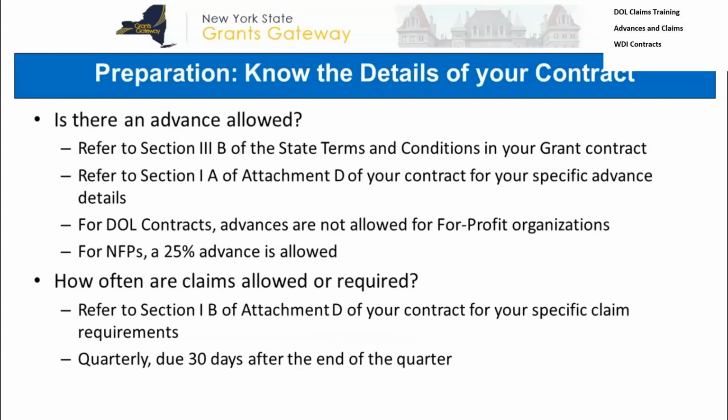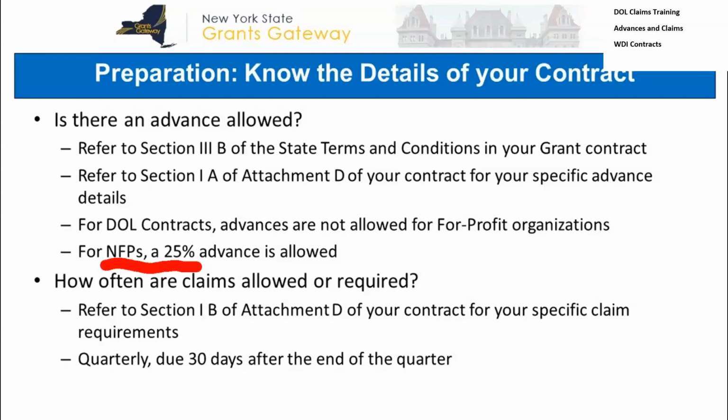So again, talking about knowing the details of your contract, is there an advance allowed? So you can actually read your contract and find that out. On your contract in Section 3B of the state terms and conditions, it talks about it. And Section 1A of Attachment D will actually explain your specific advance details. So in this case, advances are not allowed for for-profit organizations or municipalities, but I don't know that municipalities are part of this, but they are allowed for NFPs or not-for-profit organizations. So only a not-for-profit organization is allowed to put in for this 25% advance.